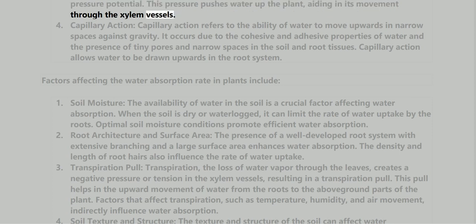4. Capillary action. Capillary action refers to the ability of water to move upwards in narrow spaces against gravity. It occurs due to the cohesive and adhesive properties of water and the presence of tiny pores and narrow spaces in the soil and root tissues. Capillary action allows water to be drawn upwards in the root system.